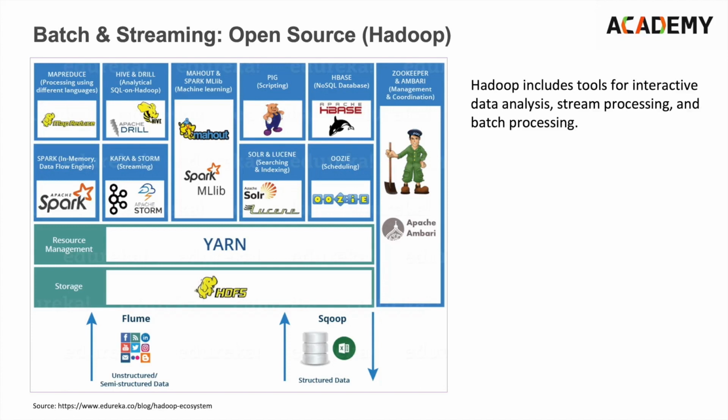There are a lot of options. MapReduce is the traditional grandfather of batch processing tool sets. So this is the original way you would have done batch processing on Hadoop. There are now many other ways to do it, but MapReduce is the oldest and most mature. And then, of course, there's Spark.